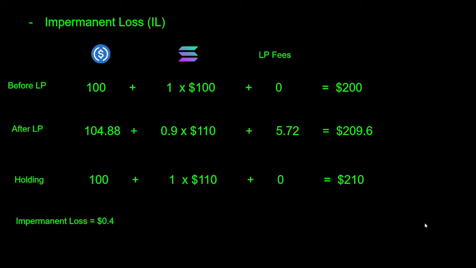So basically, what impermanent loss is, let's suppose you're adding $100 USDC and you're pairing it with one Solana, where Solana is priced at $100. Now when you add this liquidity, you're basically placing $200 worth of liquidity in the pool.